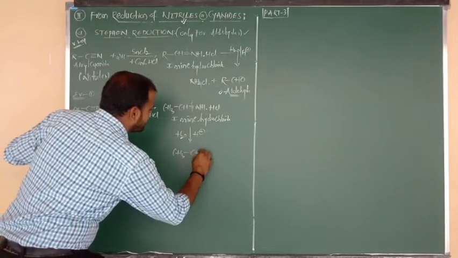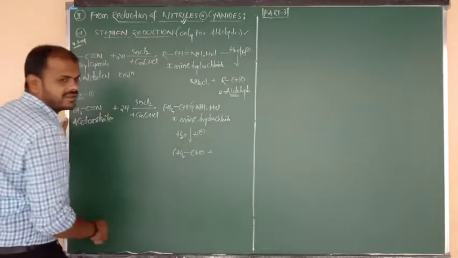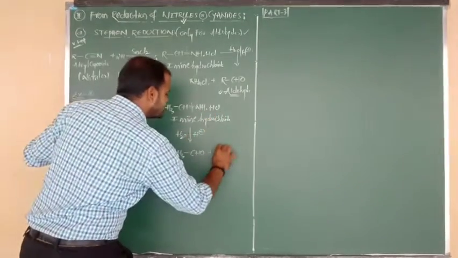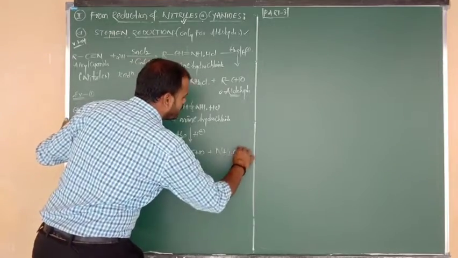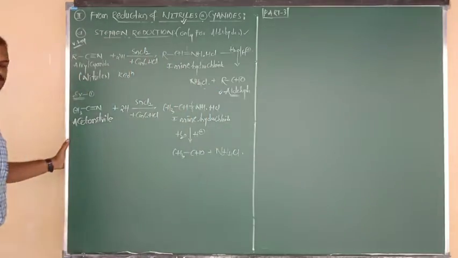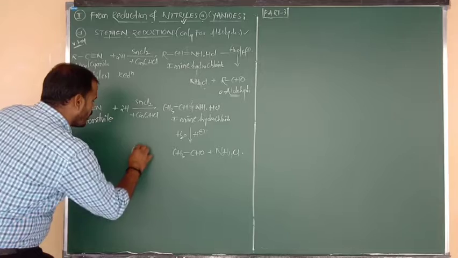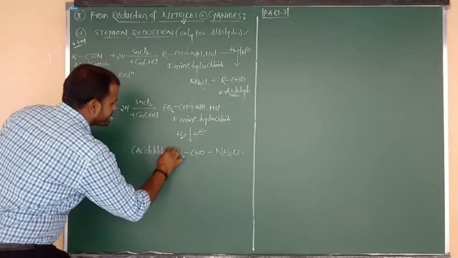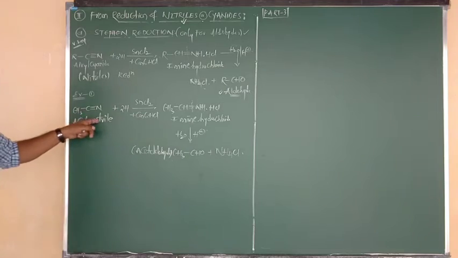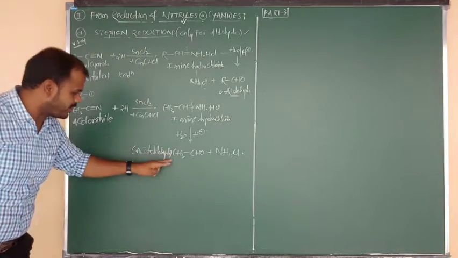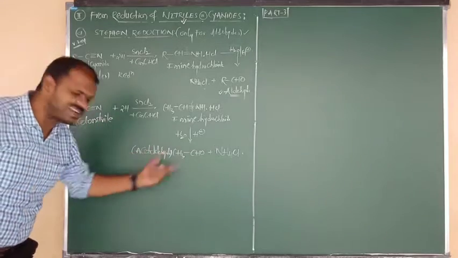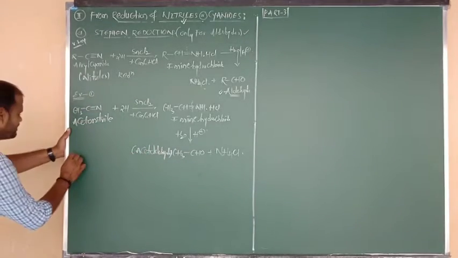So this is your expected product, and the byproduct is nothing but the same, two hydrogens, NH4, and here Cl is there. The byproduct is nothing but NH4Cl, same as above. So CH3CHO, what is the name of this compound? Acetaldehyde. So acetonitrile upon Stephen reduction gives acetaldehyde, and benzonitrile gives benzaldehyde. That is the second example.